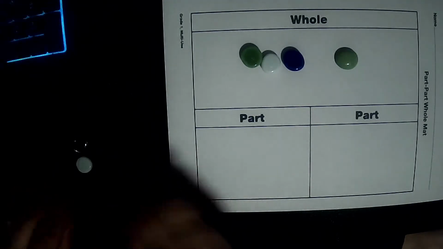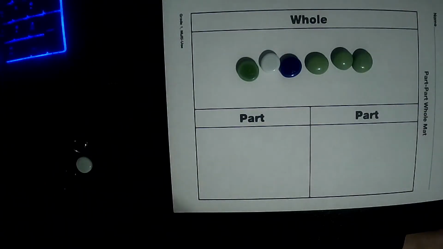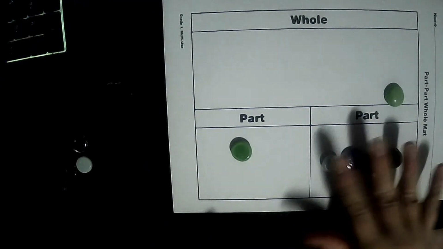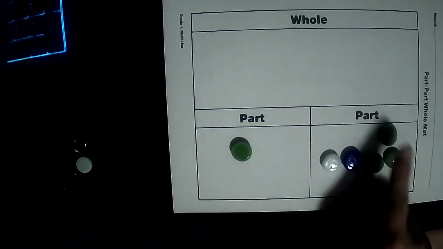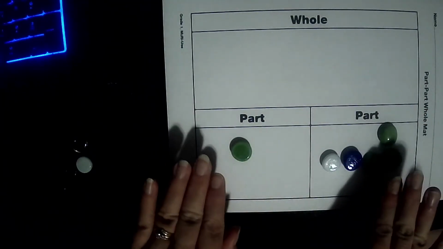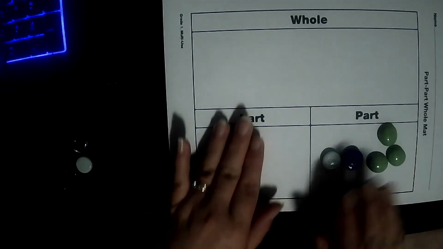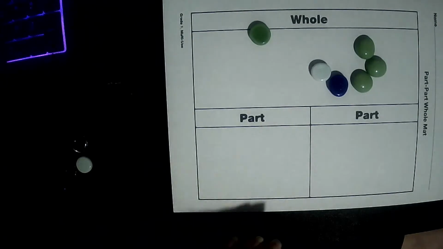So let's do another one. We're going to do 6. Okay, 6. Well, how can I break down 6? 1 and 5. I'm not changing how many there are. There are still 6 here. I'm just moving them apart into 2 different parts. So 1, 2, 3, 4, 5, 6. So 1 and 5 make 6.